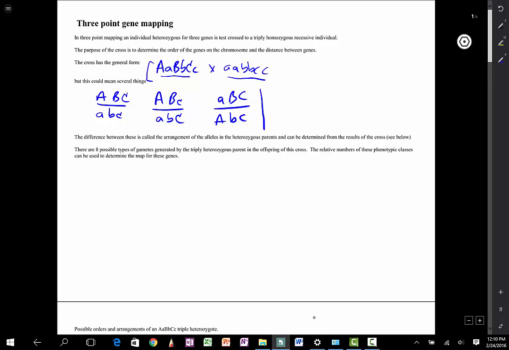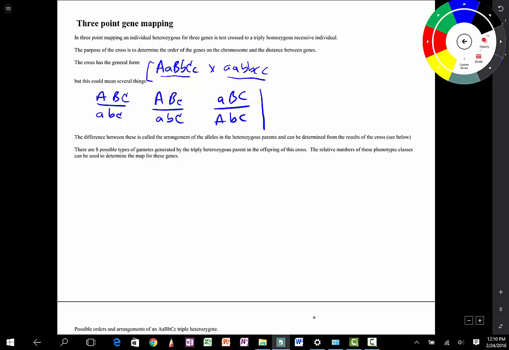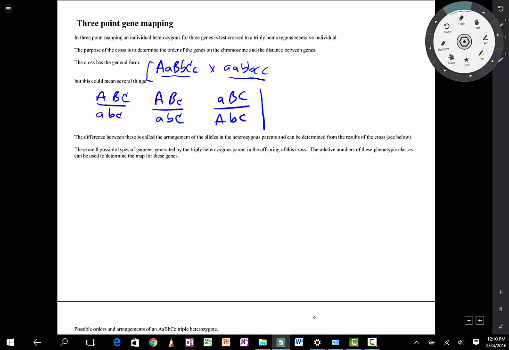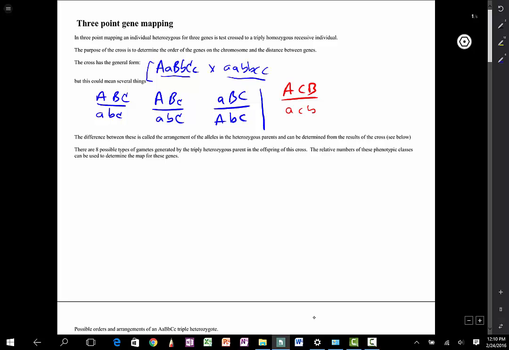We also can get things in different orders. So one of the things that we're going to have to do is figure out what order these genes are in. Here I've written it as if A, B, and C are in that order, but it could easily be A, C, B. And if it's A, C, B, you could have A, C with a little b, and a little c, big B. So here we're saying C is in the middle.